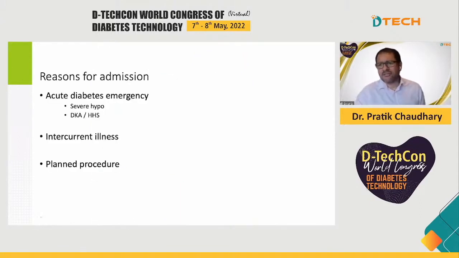And if you think about it, the reasons for any person with diabetes to be admitted can be in three major categories. They can either be admitted because of an acute diabetes emergency. That could be a severe hypoglycemic event, or that could be a severe hyperglycemic event, ketoacidosis or hyperosmolar hyperglycemic syndrome. They could be admitted because of an intercurrent illness anyone could have, or they could be going in for a planned procedure. And maybe the approach to what you do with technology is different depending on what they come in for.